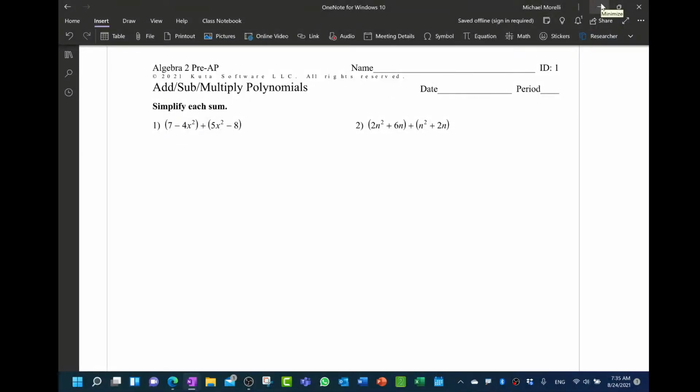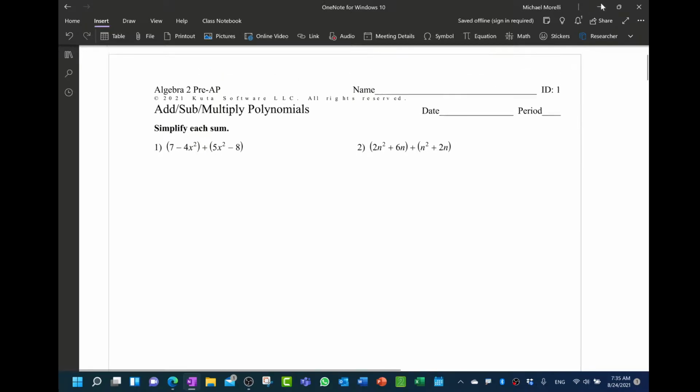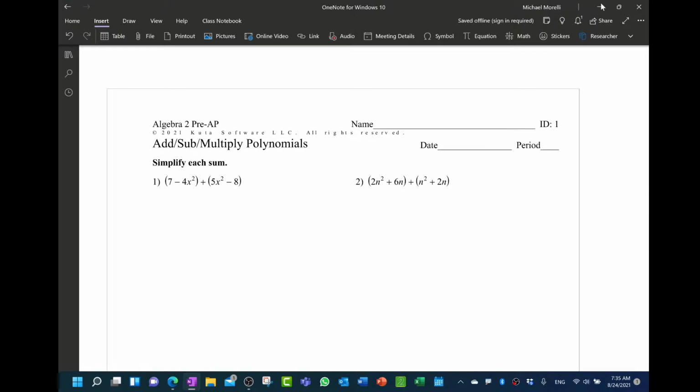All right, students, welcome to Pre-AP Algebra 2, where today we are going to go over a few of these problems, just a few, to get you started. We'll start with number 1, because why not? We're going to add the polynomials together.